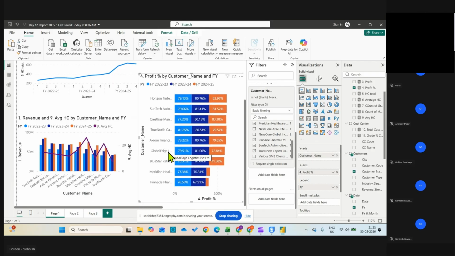Now, there are only 3 things that we want to show to the business when it comes to the report: the headcount growth, the customer revenue versus the headcount, and the profitability by customer. Just 3 metrics.